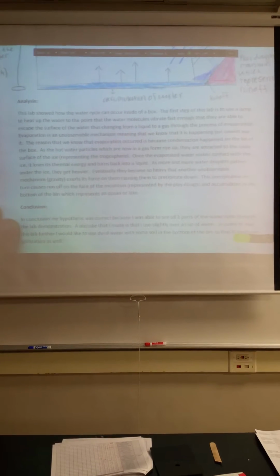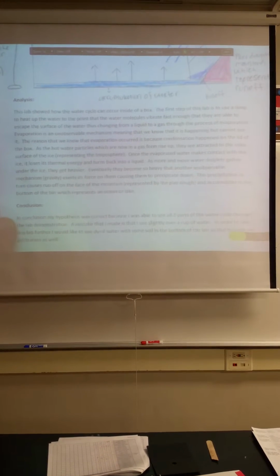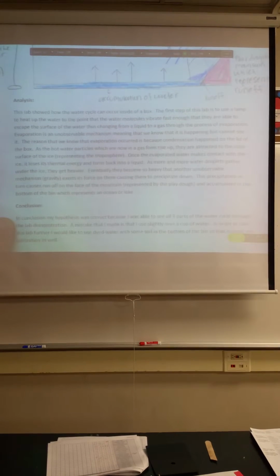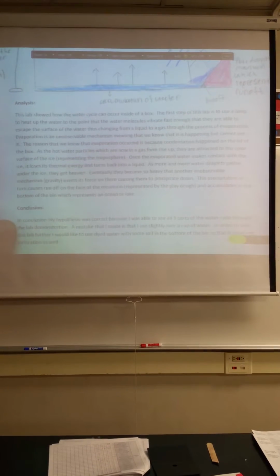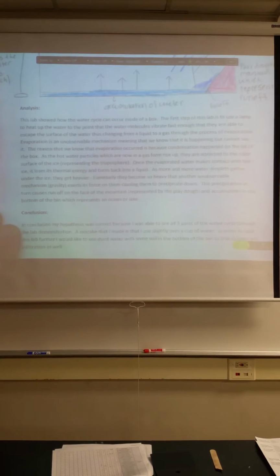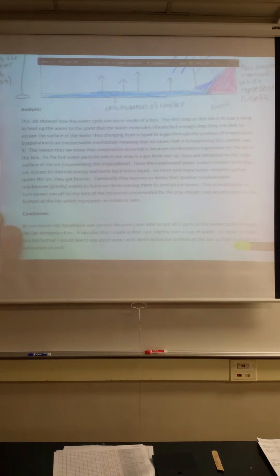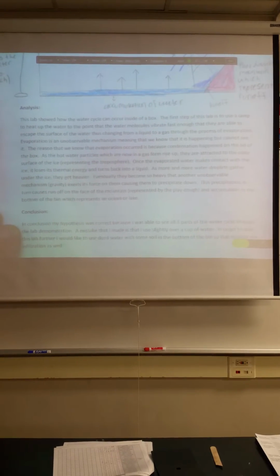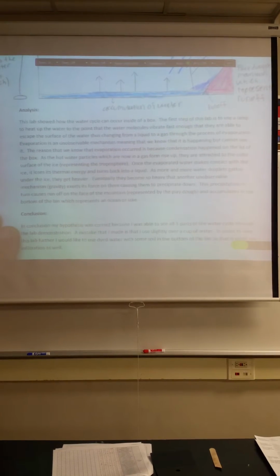The reason that we know that evaporation occurred is because condensation happened on the lid of the box. As the hot water particles, which are now in gas form, rise up, they're attracted to the cooler surface of the ice, representing the troposphere. Once the evaporated water makes contact with the ice, it loses its thermal energy and turns back into a liquid. As more of the water droplets gather under the ice, they get heavier. Eventually, they become so heavy that another unobservable mechanism, gravity, exerts its force on them, causing them to precipitate down.